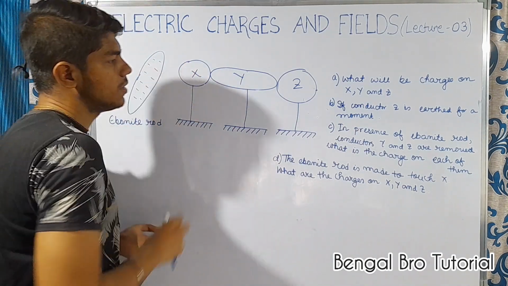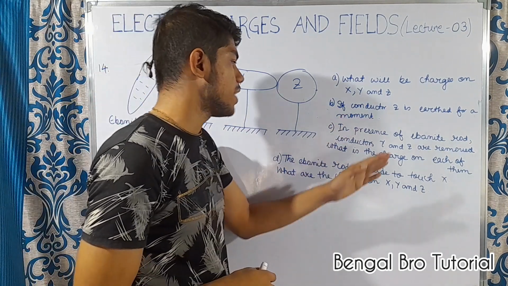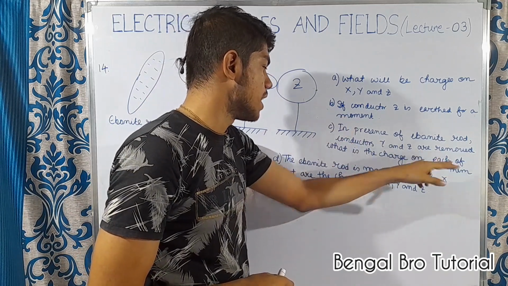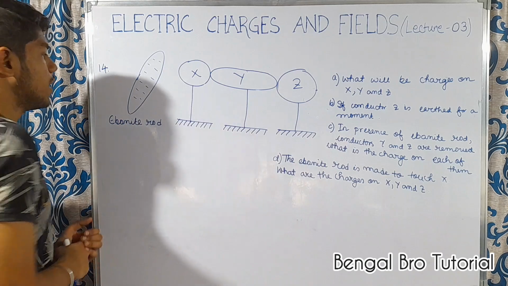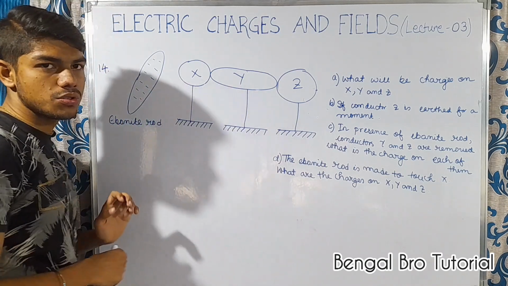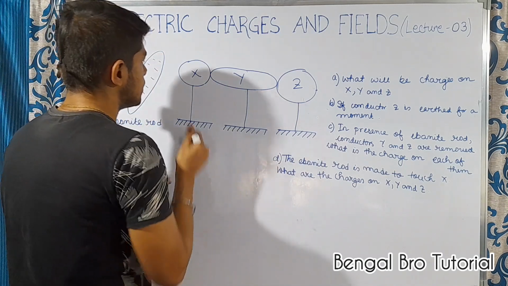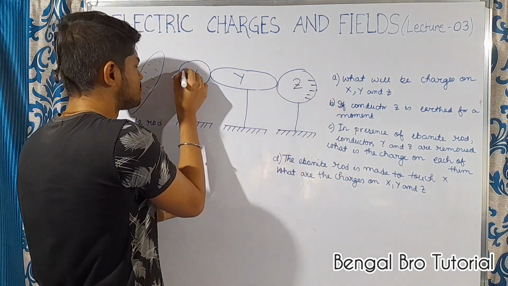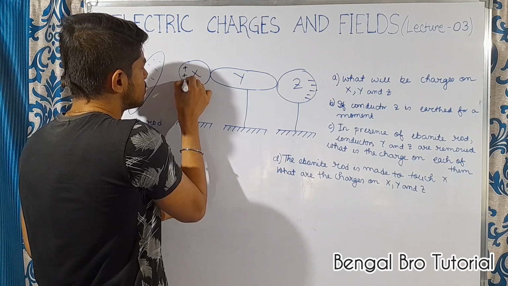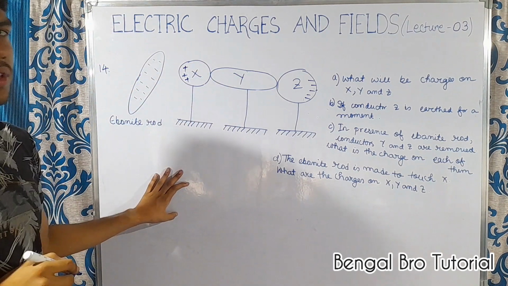Now question number C. In the presence of the ebonite rod, conductors Y and Z are removed. What is the charge on each of them? So when this ebonite rod is brought close to this system, the electrons will move to Z, and X will become positively charged.